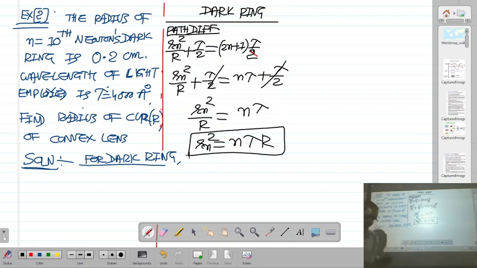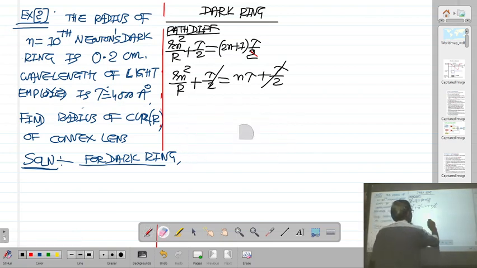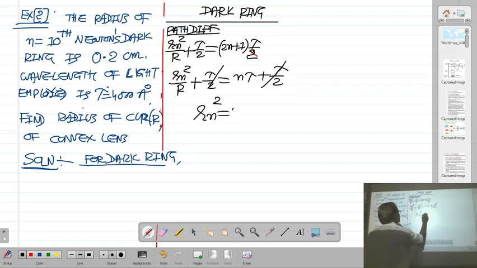Once again I repeat, what is small r n? Small r n is the radius of the dark ring. n is the number of the ring, lambda is the wavelength of light, R is the radius of curvature. So we will use this equation: small r n square is equal to n lambda R.